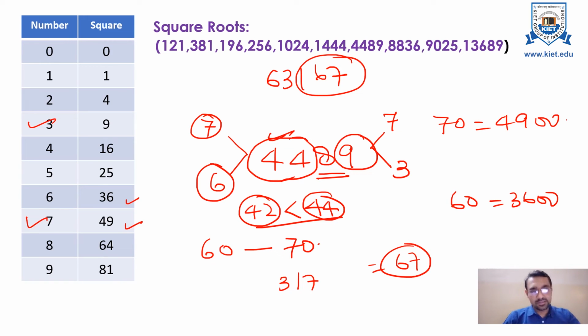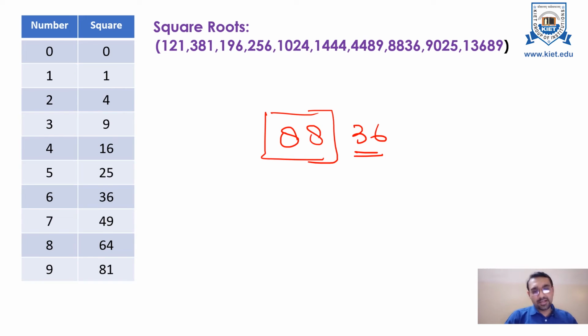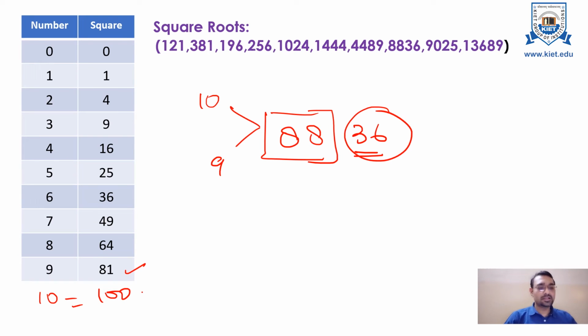Next, you can find out the square root of 8836 by the same technique. You have to just leave the last two digits. Now you are left with 88. 88 will lie between the square of 9 and the square of 10. The square of 10 is 100. So this lies between 9 and 10. Now we will try to find out the unit digit of the number.